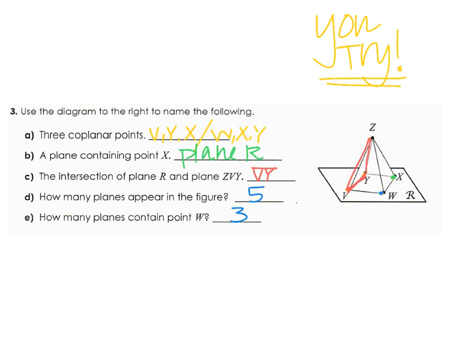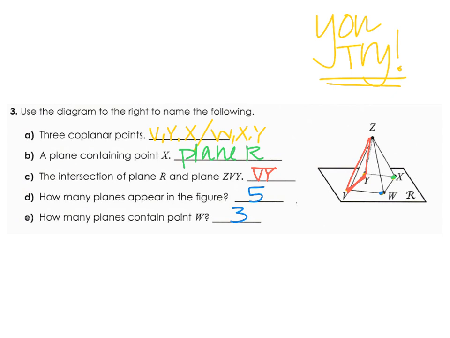All right, so for A, 3 coplanar points, meaning 3 points that are on the same plane. You could have said YVW, they lie on the same flat plane, the square, YVX, XYV, WXY. Now you could have also said 3 points that made up a triangle because each triangle in this pyramid is a plane as well. So you could have said WXZ, VWZ, VYZ, all would have worked as well.